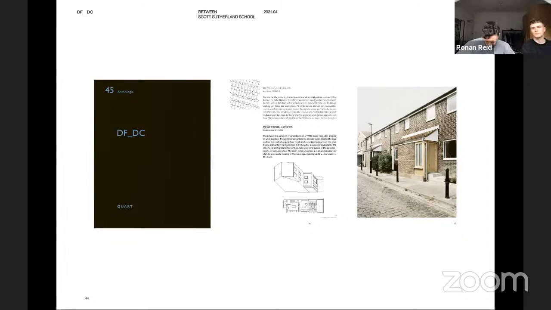So the first one is, seeing in your slides different images of isometric drawings and models, how does your design process usually work? Do you usually experiment with drawings or model making, or how does that come about?